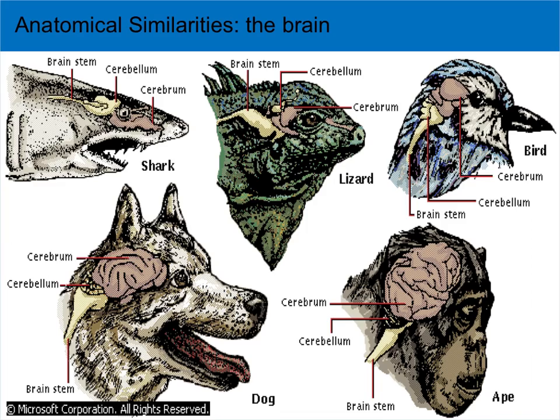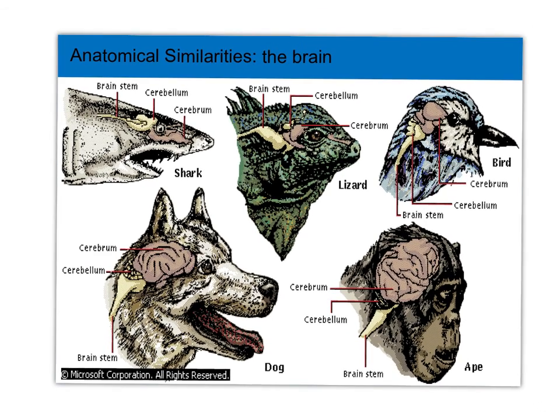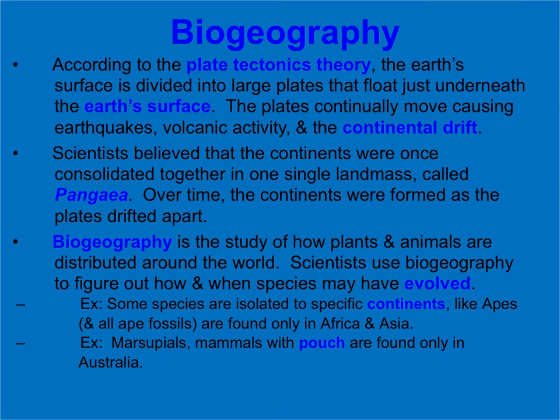Anatomical similarities, so things that share similar structures like a cerebrum, a cerebellum, a brainstem, make scientists believe that they probably came from a common ancestor. Biogeography. We talked about biogeography a little bit before. We talked about basically how things are spread out on the earth. Okay, so this goes a little more in depth on it.